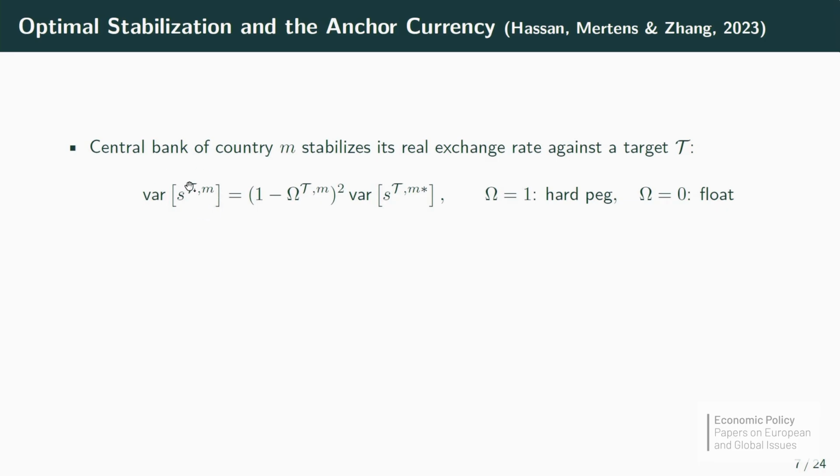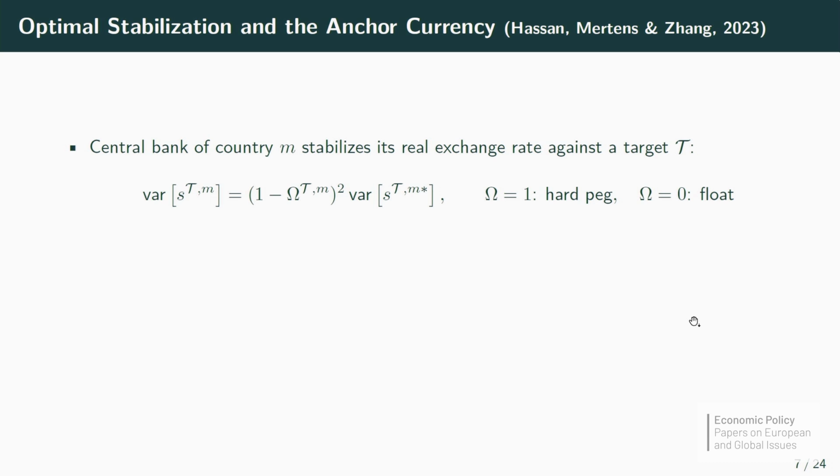So it makes its own exchange rate relative to some target country. It's going to shrink that volatility by some factor omega. If it shrinks that volatility all the way down to 0, that's like a hard peg. If it doesn't shrink its volatility at all, that's like floating.